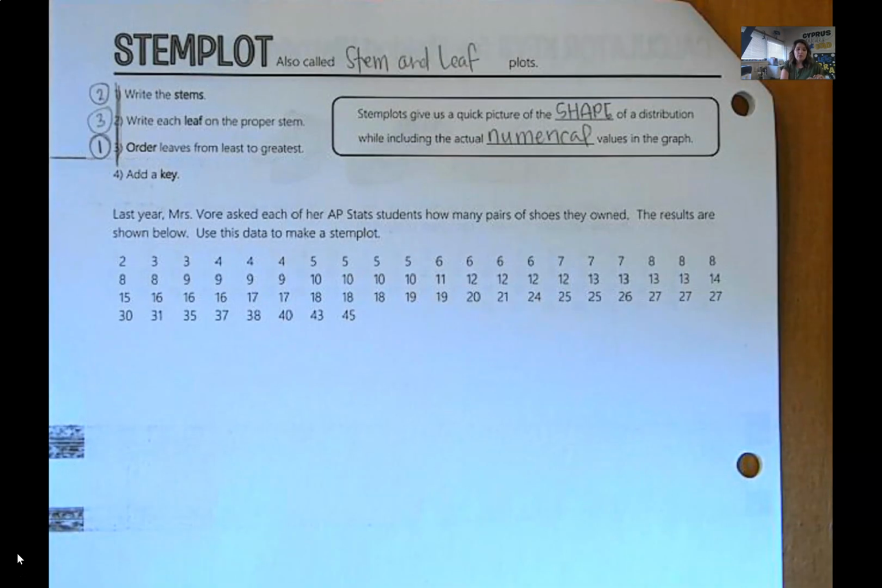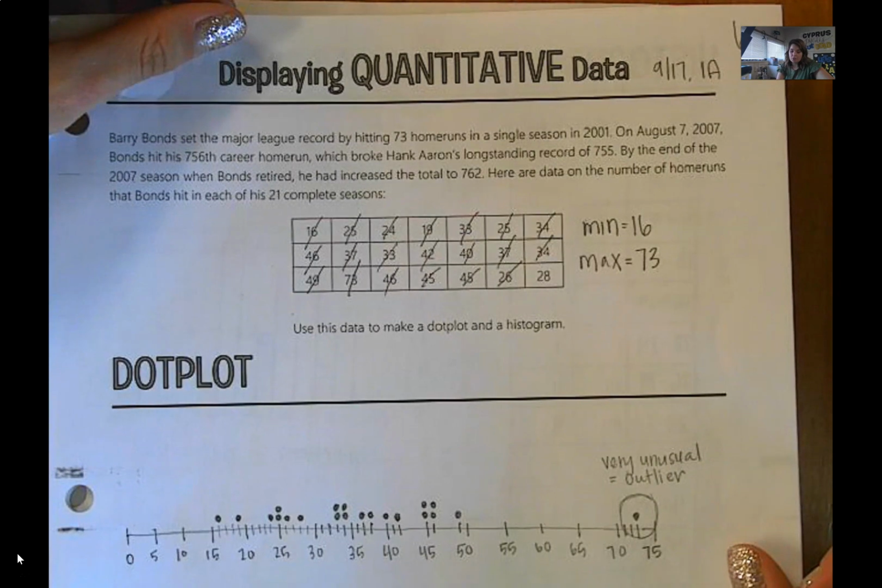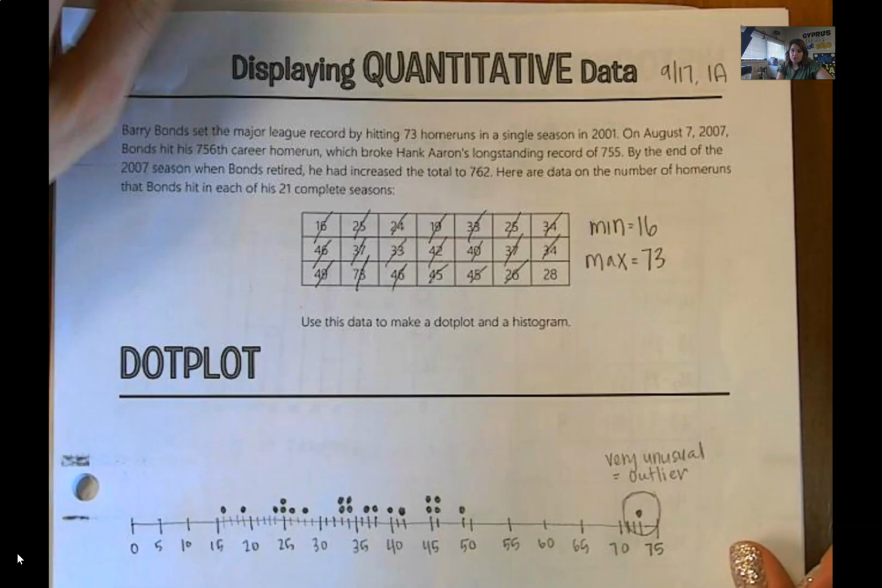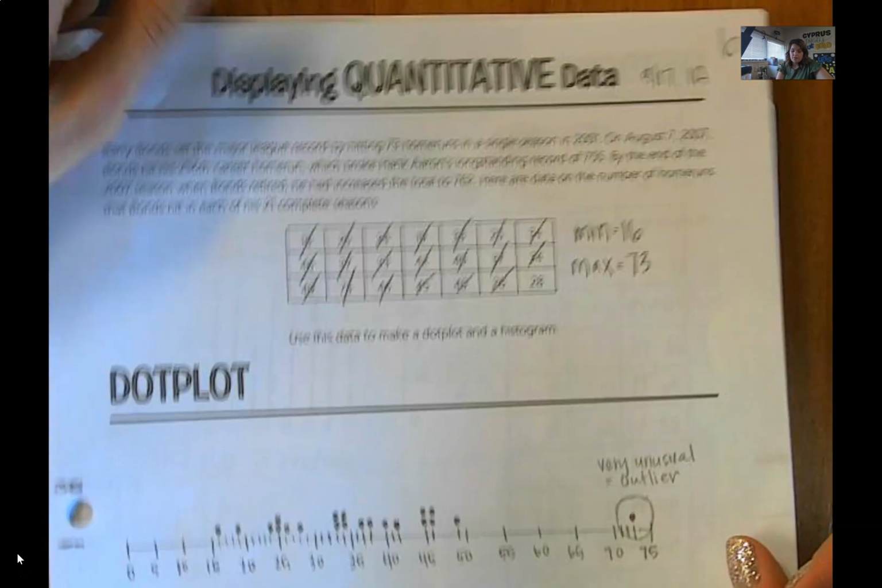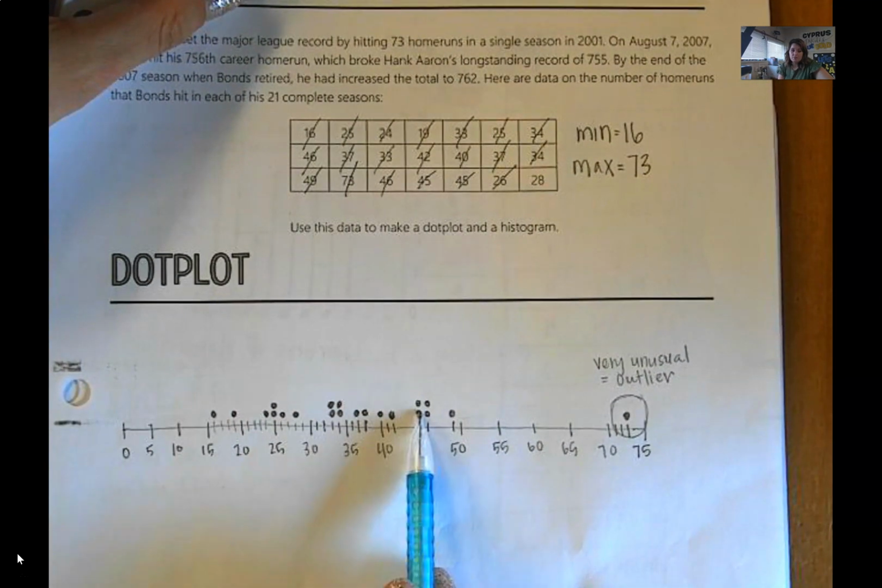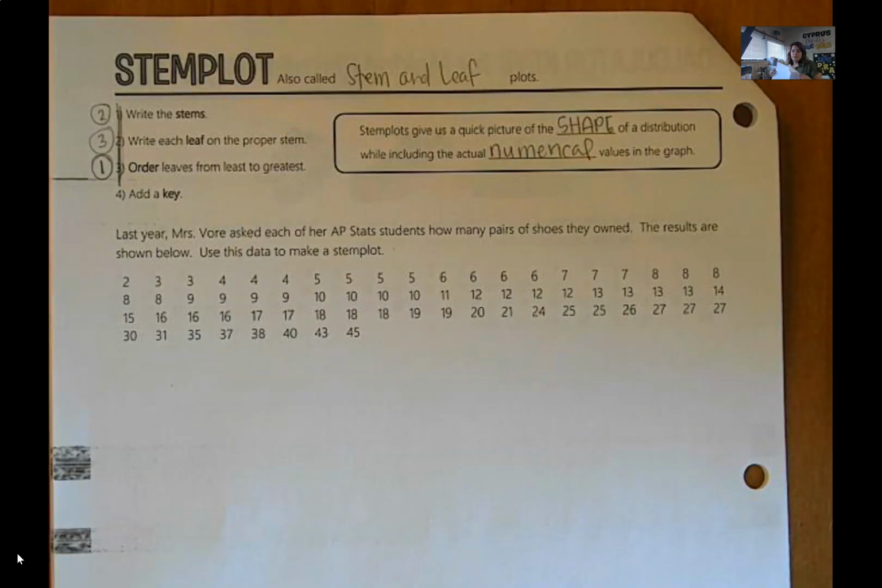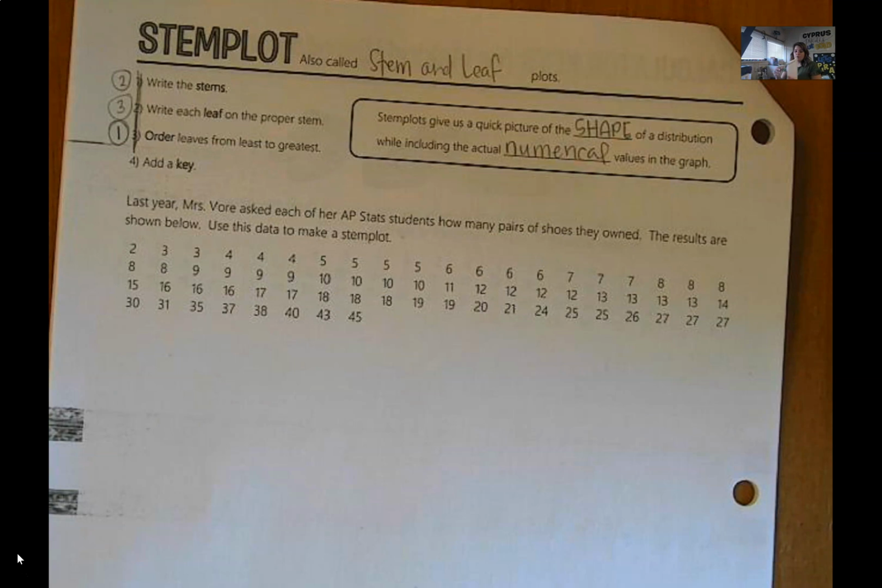So if we were doing this for the Barry Bonds data, the first thing that I would ask you to do is order these data values least to greatest. That would be easier now that we made the dot plot because they're all just there, least to greatest. Okay, so back to stem and leaf plots. Our data set is ordered, so let's see what this data is about.